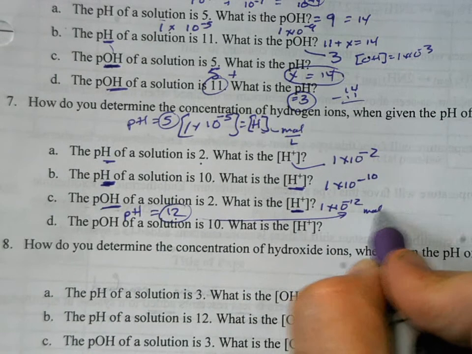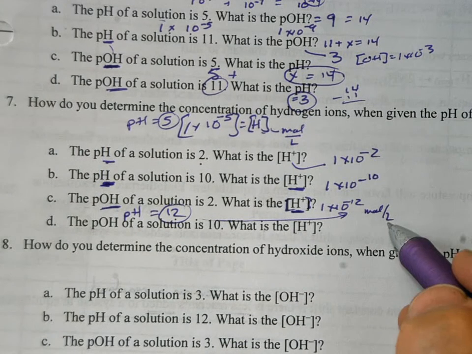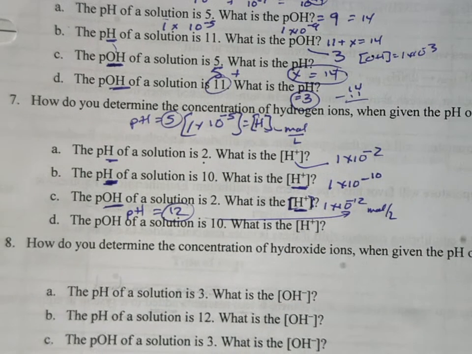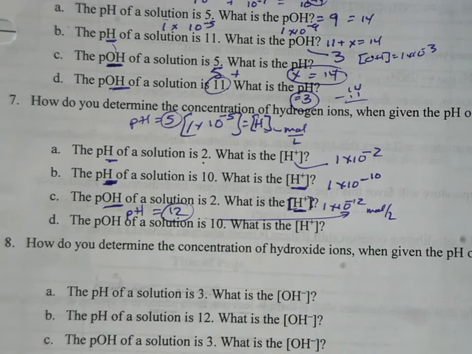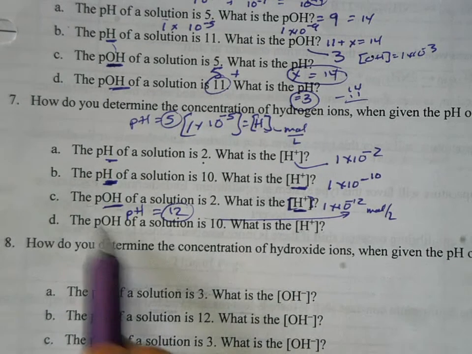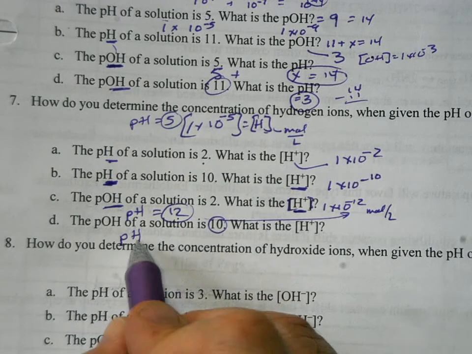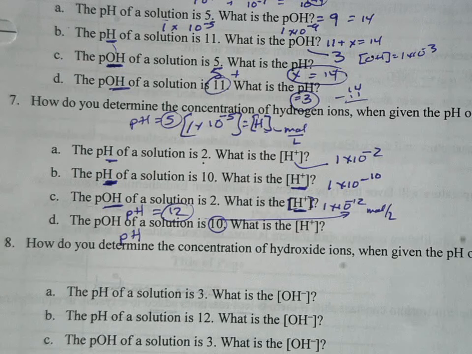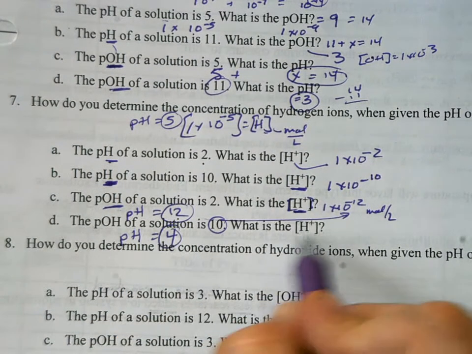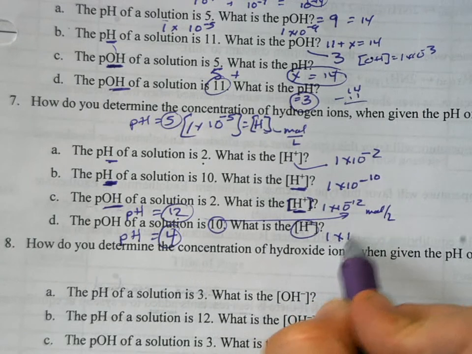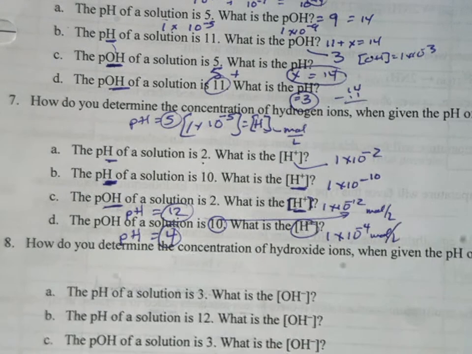That would be in moles per liter, but chemists are lazy and they just put the square brackets, which means moles per liter. Okay, part D. The pOH of the solution is 10. What is the hydrogen ion concentration? Let's first figure out what the pH is. pH and pOH have to add up to 14. So the pH is going to be 4. If the pH is 4, the hydrogen ion concentration is 1 times 10 to the minus 4 moles per liter. There we go.